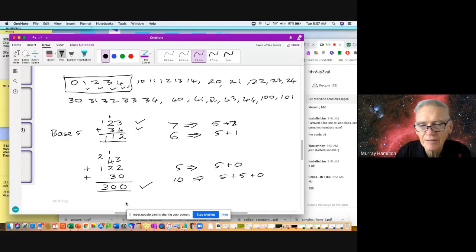Okay, could you put over the side here, yes or no, if you follow it? If you understand how to do some base 5 numbers, just a yes or no.